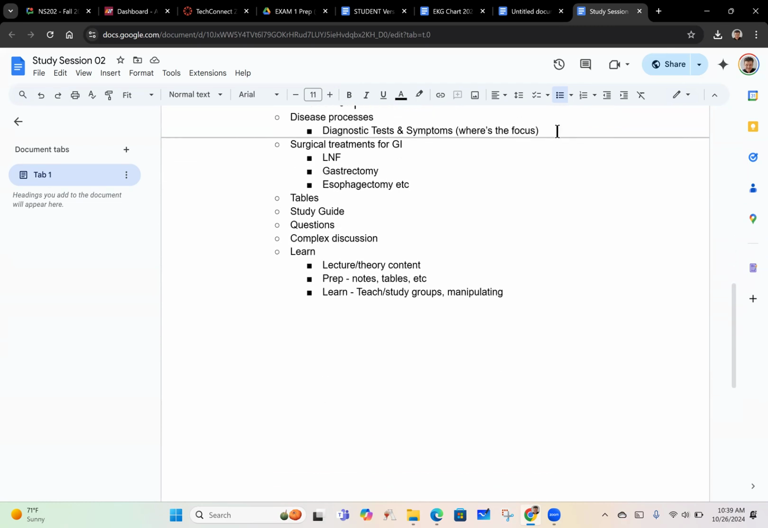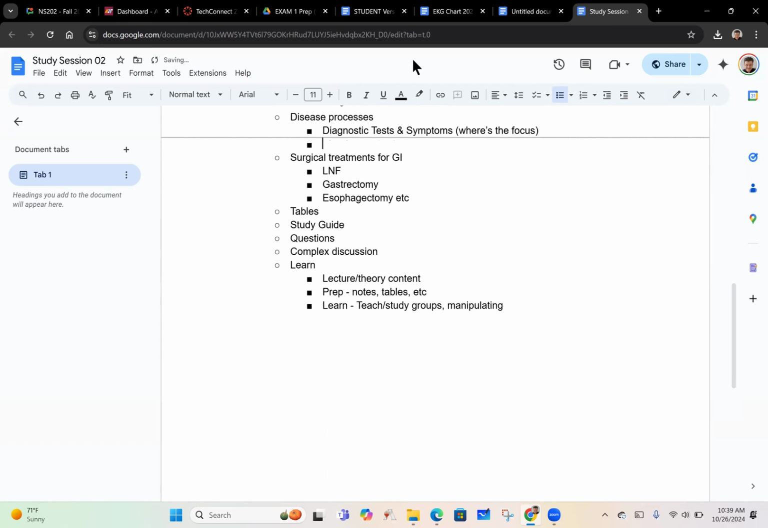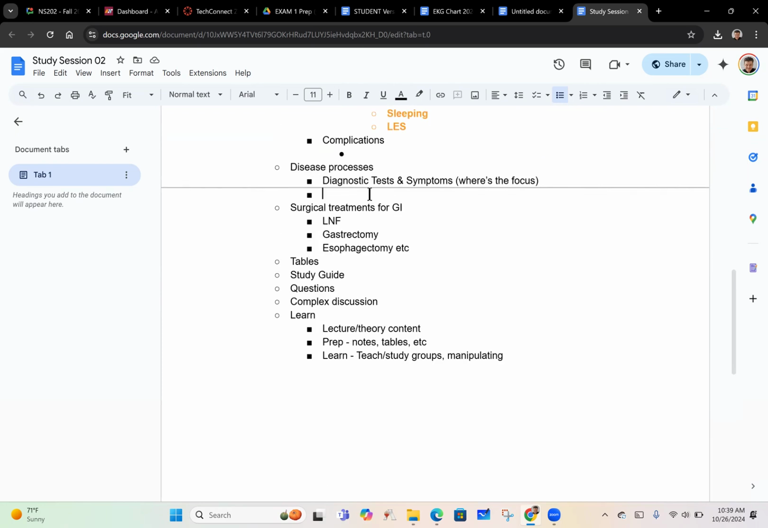All right, so disease processes. What do we say about this? Diagnostic tests and symptoms. What are we talking about with this one? I forgot. What are we going to do with this? Well, to focus on what you want to know for a specific disease, what you really want us to focus on is what tests to do for them. Yeah, so every disease process has the causes, the symptoms, and sometimes the diagnostic tests.